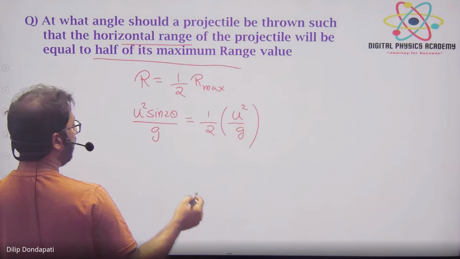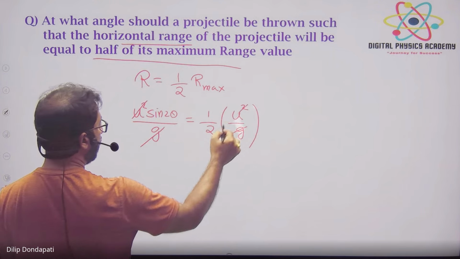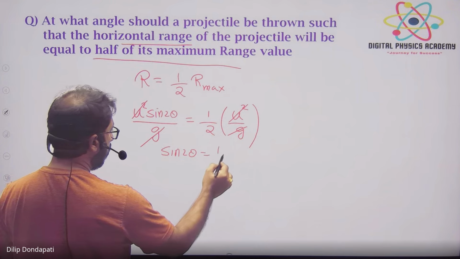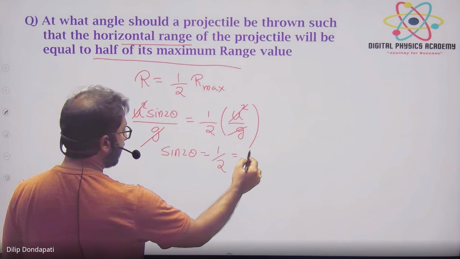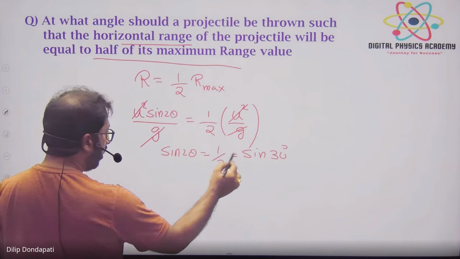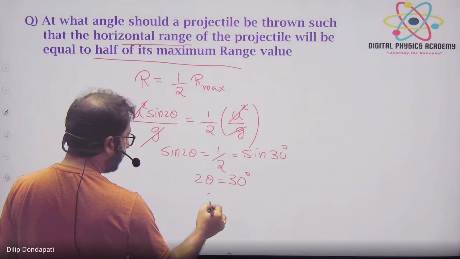देन आंसर नहीं आ रहा है ना. g u square उसका कैंसिल. sin 2 theta is how much? 1 by 2. What is 1 by 2? Nothing but I can write as sin 30. That means 2 theta is equal to 30 degrees. Theta is equal to 15 degrees.